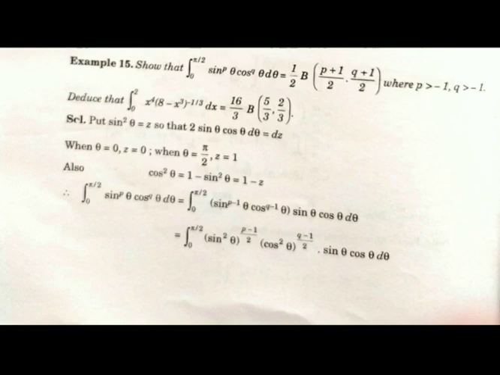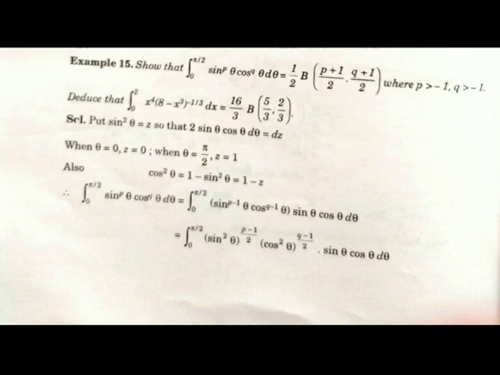Okay, next step. See here, p minus 1 can be rewritten, because in the denominator we have the term 2. That's why sin raised to p minus 1 theta can be rewritten by multiplying and dividing by 2. We get sin square theta raised to p minus 1 by 2 and cos square theta raised to q minus 1 by 2, and sin theta cos theta d theta is as it is. Now you have to put the values. What is sin square theta? It is z. What is cos square theta? It is 1 minus z.